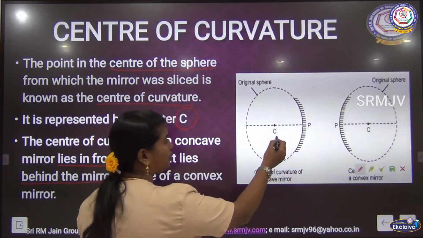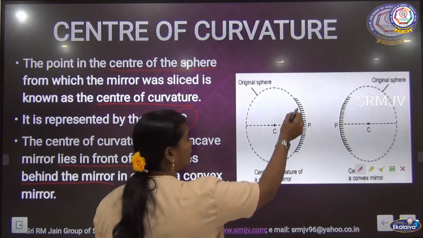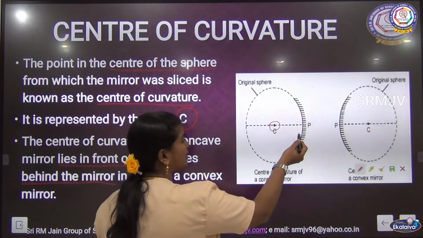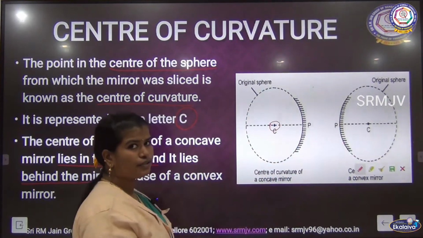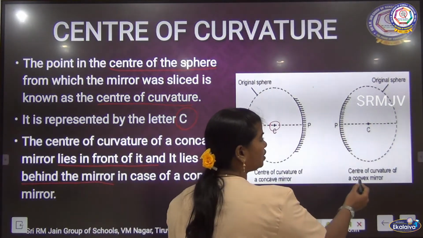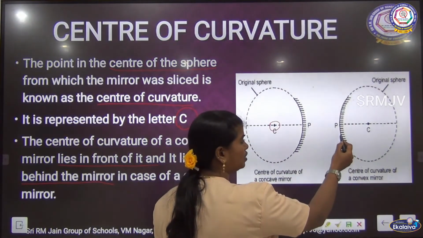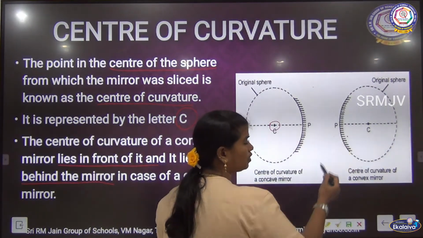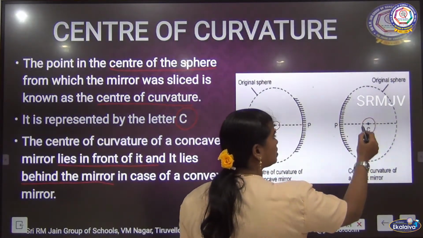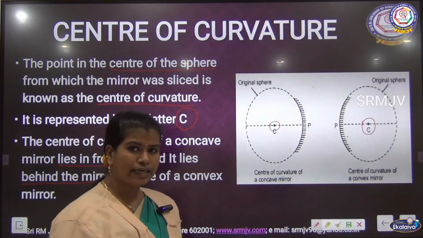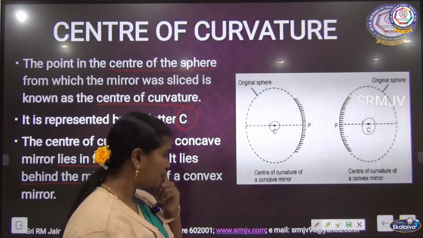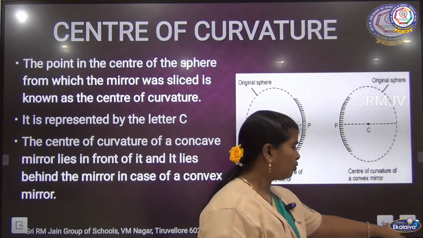This is a concave mirror. The center of the sphere is called the center of curvature, and it lies in front of the reflecting surface of a concave mirror. If you consider the convex mirror, you can see the reflecting surface is outside and the non-reflecting surface is inside the sphere. The center of the sphere is the center of curvature, and it lies behind the convex mirror. Now we will move on to the next one.